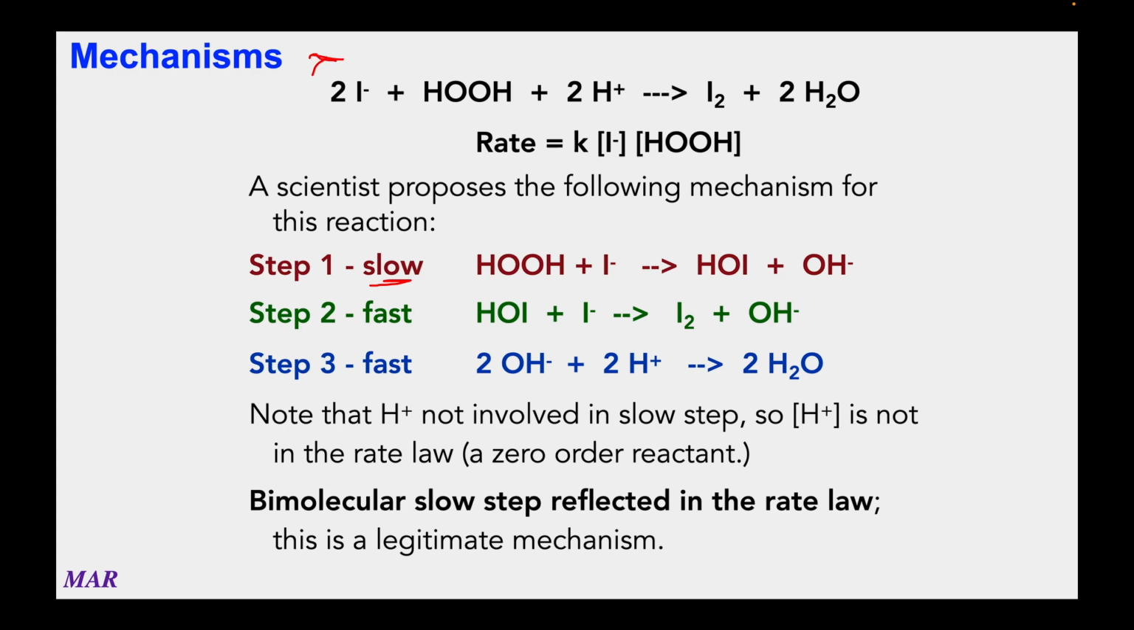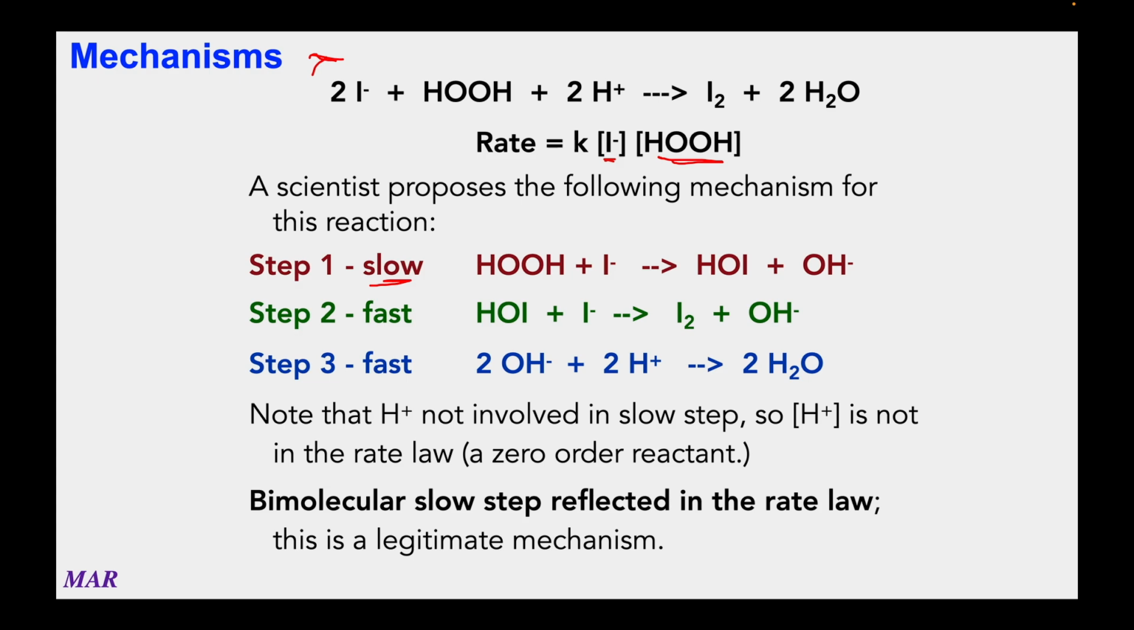So a good mechanism, if you combine all the steps, will give you the overall reaction. Notice that the slow step has a relationship to the reactants in the rate law. We talked about how iodide and H2O2 are both first order. If you use one iodide and one HOOH in your slow step, they will both appear in the slow step. H plus did not appear in the slow step. H plus is not really something that affects the rate. H plus is a 0 order reactant. Lots of cool information here, but let's go back over this a little bit.